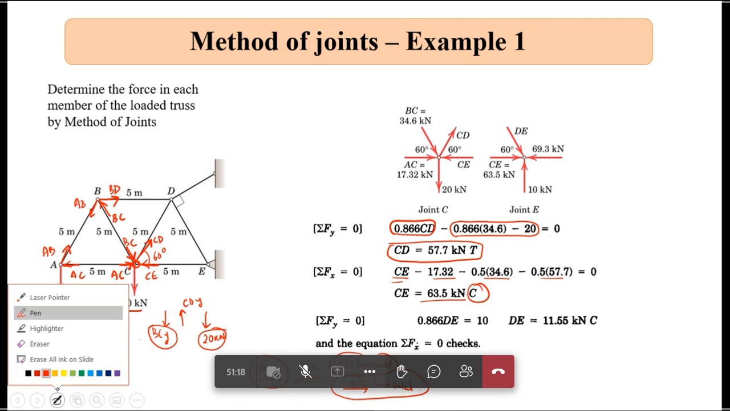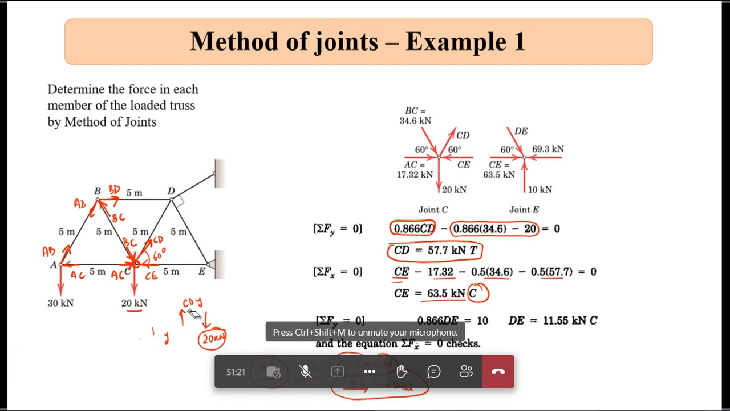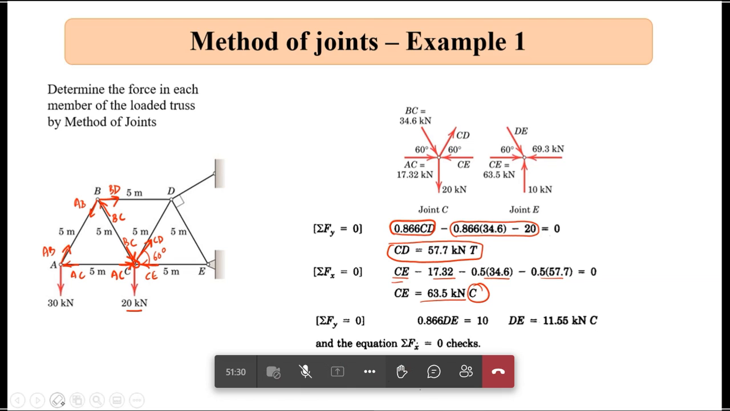Now let us come to joint E. So this was your direction CE. So here I take direction CE in this direction. Your tension was in this direction here. Your BD is in this direction, and your CD is in this direction, right?